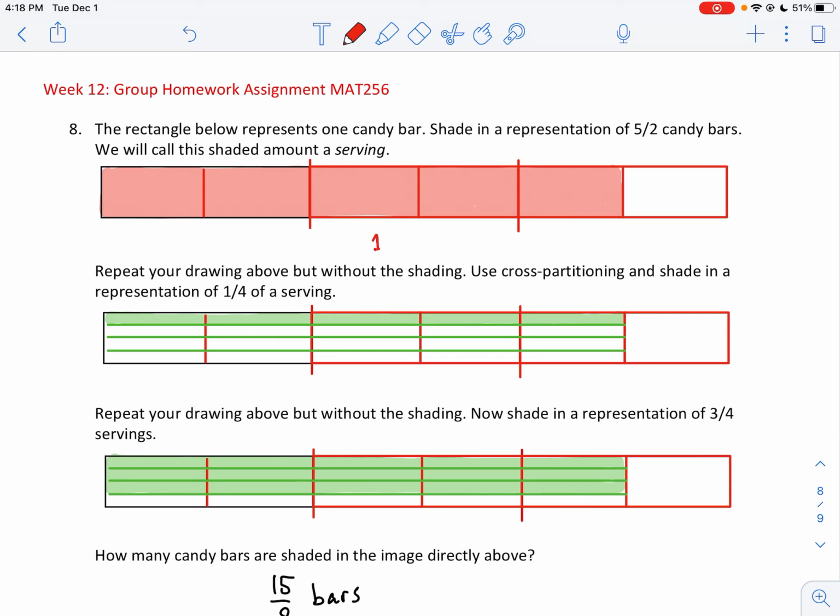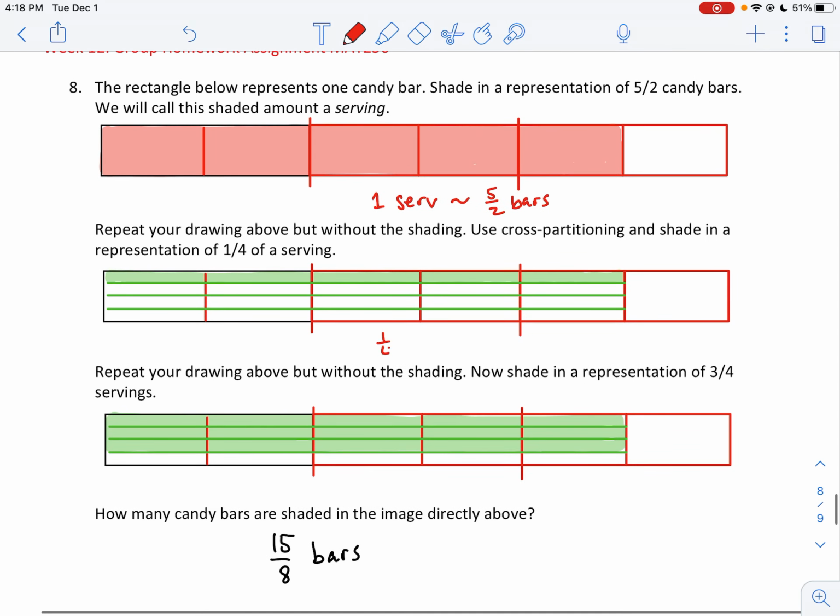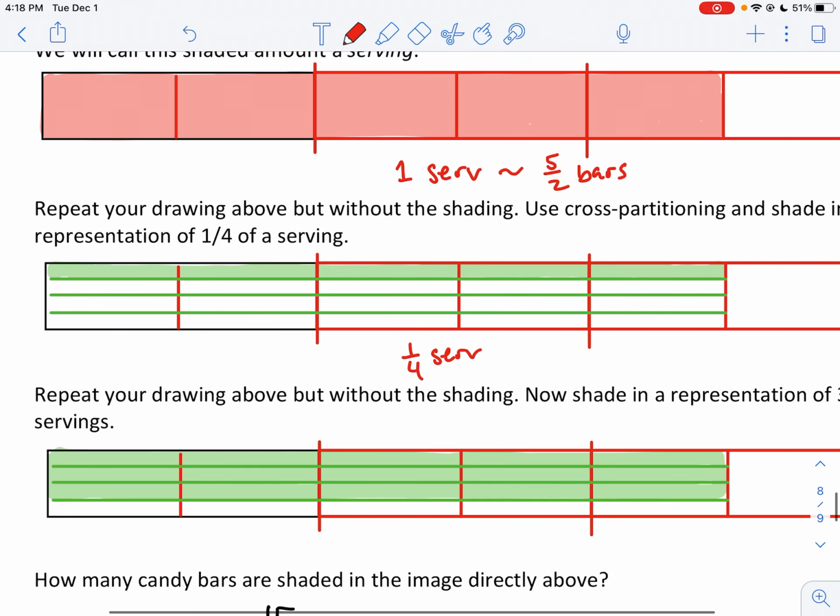If we were to do some sort of correspondence, let's do this. Let's say that 1 serving corresponds to 5/2 bars. And what we just did now is 1/4 of a serving. How many bars is 1/4? How much is shaded in green here?